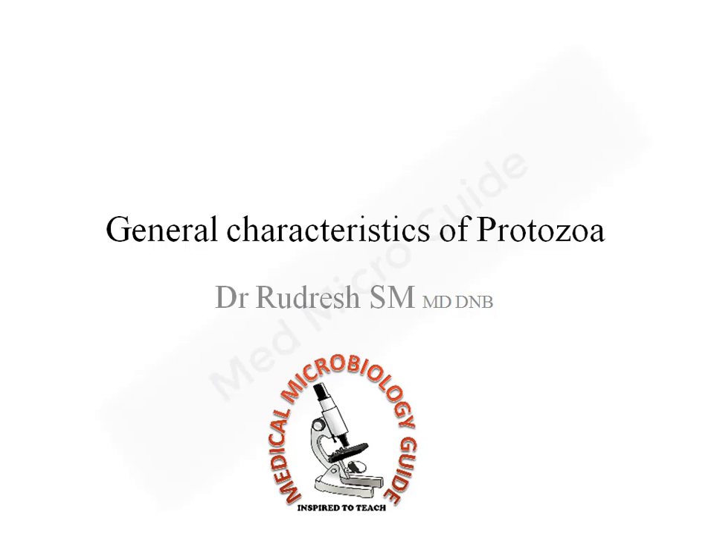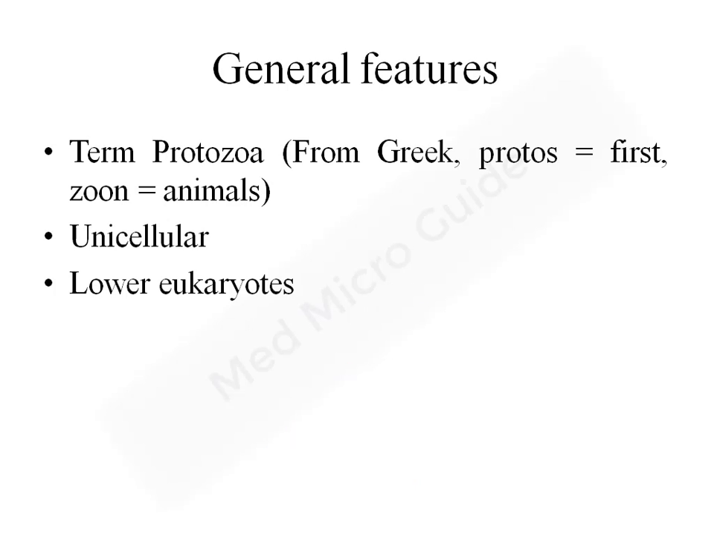In this class, we will study the general characteristics of protozoan parasites. The term protozoa is derived from Greek, in which protos means first, zoan means animals. So, they are the simplest and most primitive of all animals known.